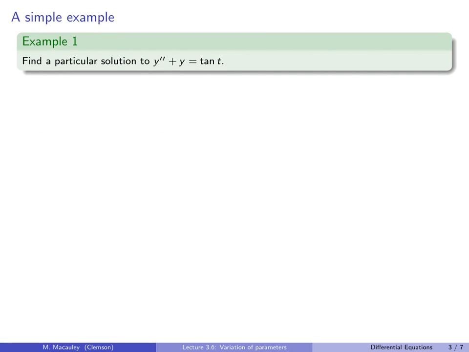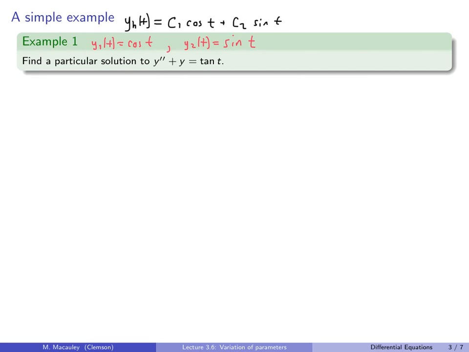Let's dive in with an example right away. So find a particular solution to this equation. So the first thing to do is to solve the homogeneous equation. That's easy. That's yh of t equals c1 cosine of t plus c2 sine of t. So I'm going to let this be y1 and this be y2. So let me write that out. y1 of t equals cosine, and y2 equals sine.